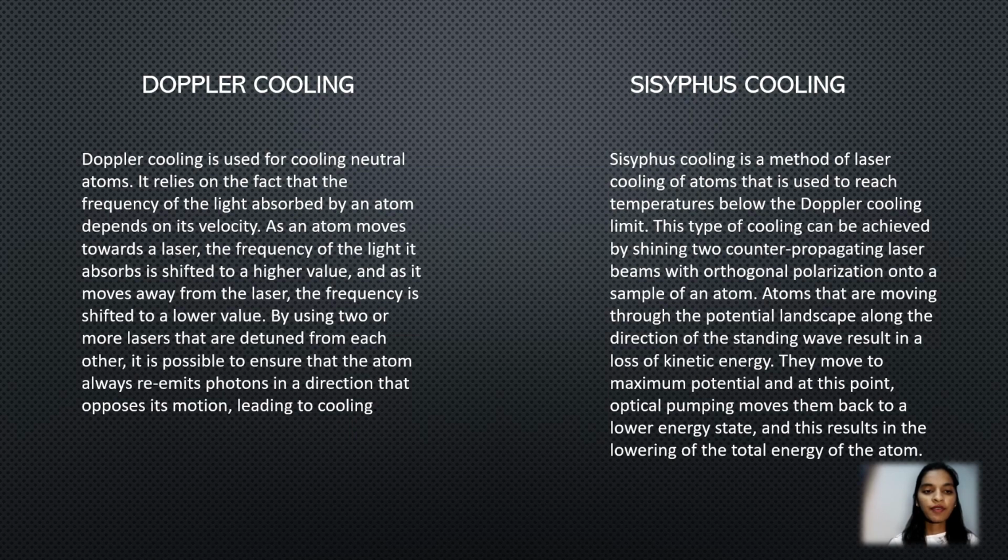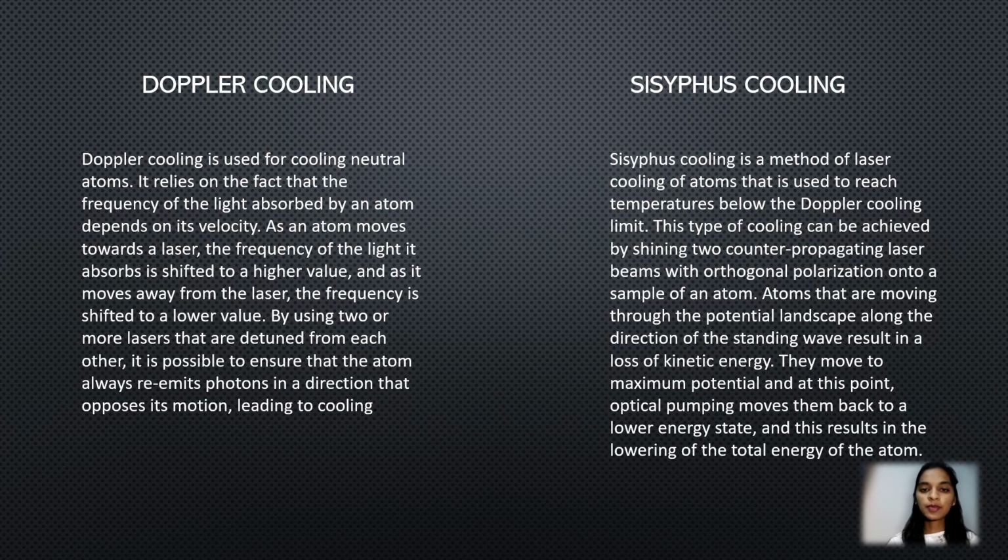It relies on the fact that the frequency of the light absorbed by an atom depends on its velocity. As an atom moves towards a laser, the frequency of the light it absorbs is shifted to a higher value, and as it moves away from the laser, the frequency is shifted to a lower value. By using two or more lasers that are detuned from each other, it is possible to ensure that the atoms always re-emit photons in a direction that opposes its motion, leading to cooling.